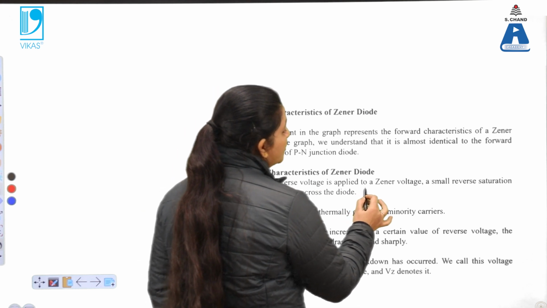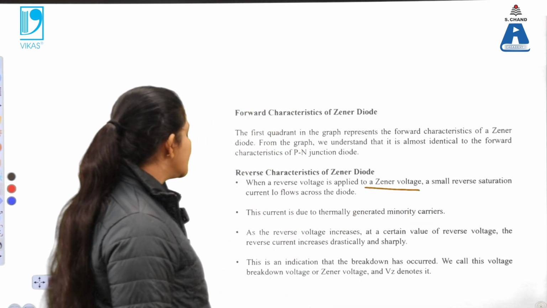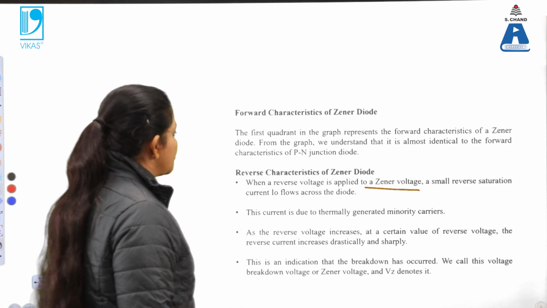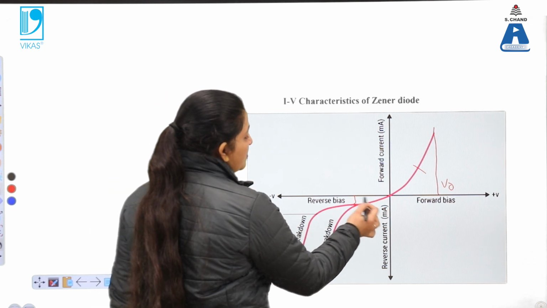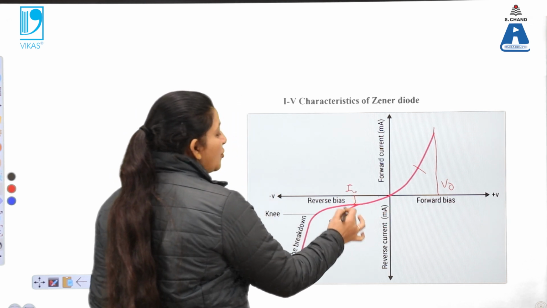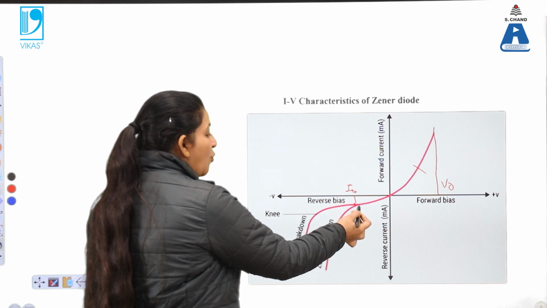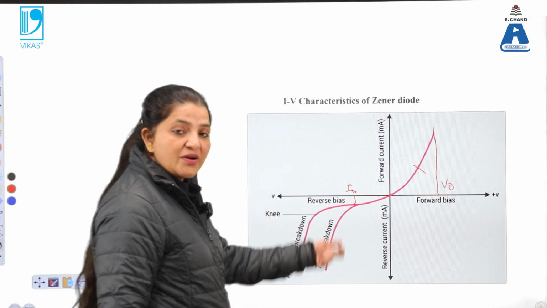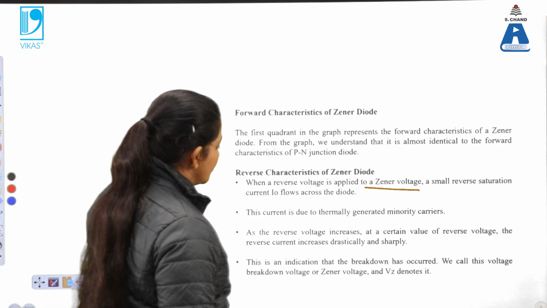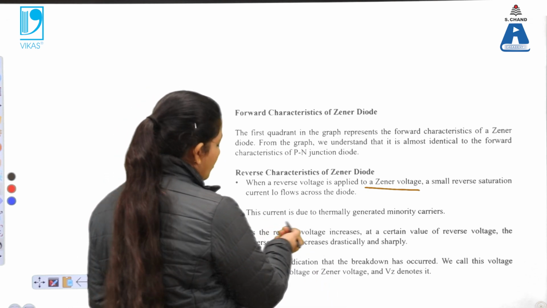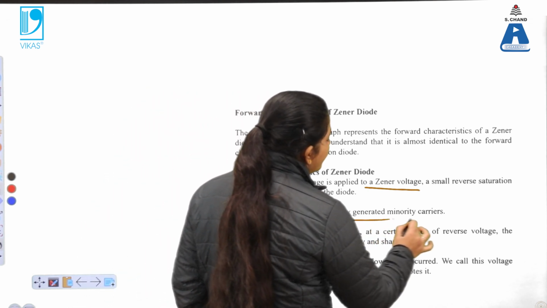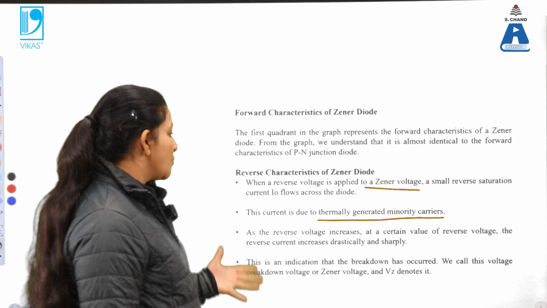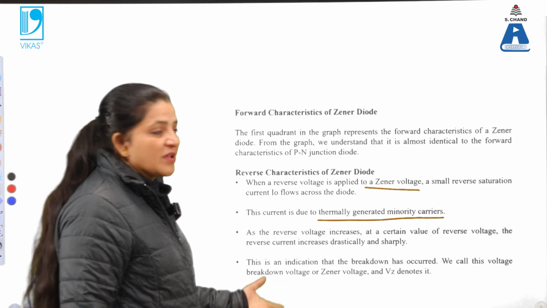So that means when a reverse voltage is applied to a Zener diode, a small reverse saturation current I naught will flow across the diode. What is this small saturation current? This is known as the small saturation current, I naught, due to the presence of a small number of charge carriers. Beyond this voltage and this current, there is an ultimate enhancement in the current. This current is due to thermally generated minority carriers. So a small amount of current is there, known as I naught, and that is only due to the presence of minority carriers.